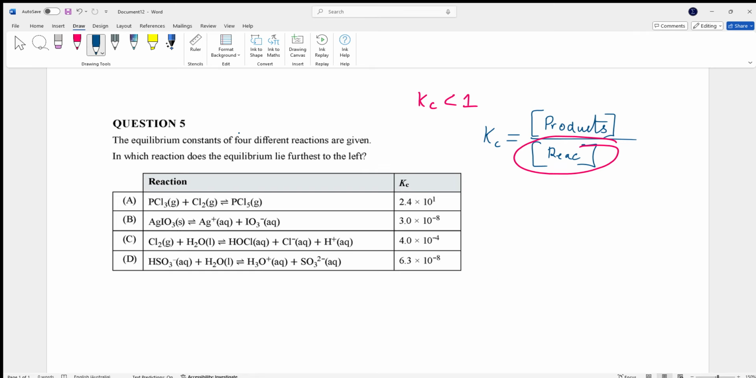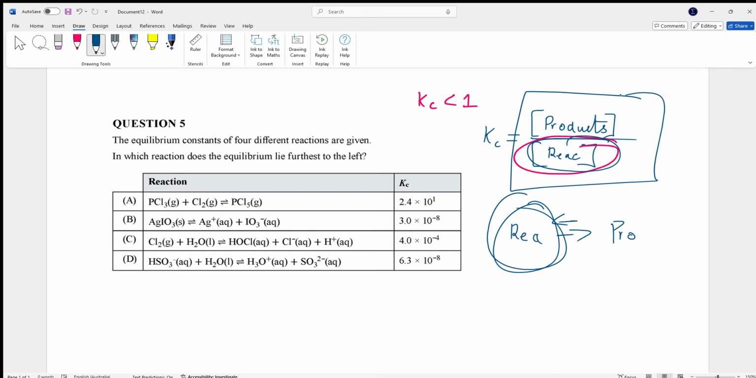Now, when they say lies furthest to the left, we've got to understand what happens in a reaction. You have reactants which form to create products. So when they say lies furthest to the left, they're talking about which reaction has more reactants, which pretty much means we need the Kc value with the smallest number. Because if we have more reactants, we have more stuff down here, which means this overall number is smaller. So you've got to look for the smallest Kc value.